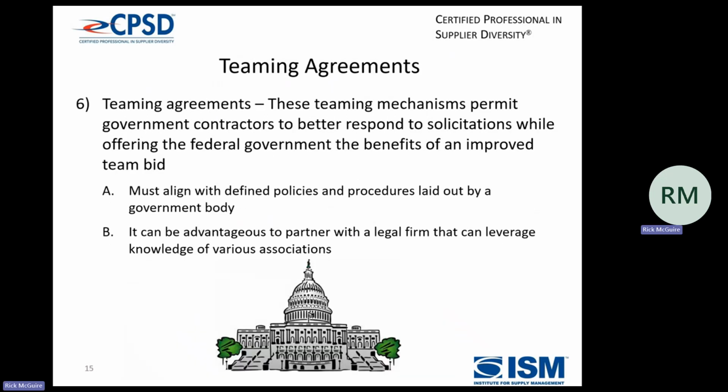Teaming agreements. These teaming mechanisms permit government contractors to better respond to solicitations while offering the federal government the benefits of improved bid. This is something the federal government does.